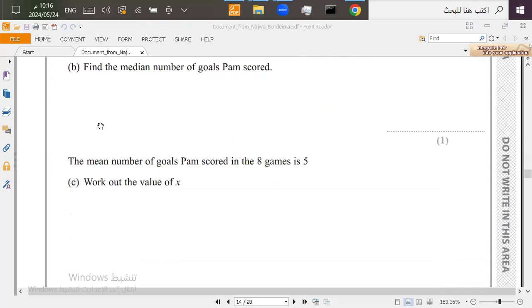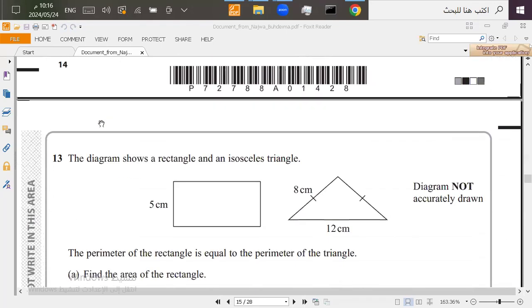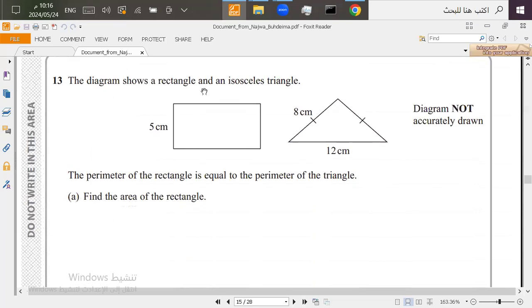Question 13. The diagram shows a rectangle and an isosceles triangle. We have a rectangle and isosceles triangle. The perimeter of the rectangle is equal to the perimeter of the triangle. So the perimeters are equal. Find the area of the rectangle. So we already know that the perimeters are equal. Let's take a look. First, we find the rest of the triangle, and we find the perimeter, and then we find the perimeter of this side. And then we find the area of the rectangle. So if this one is 8, it means this one is 8.